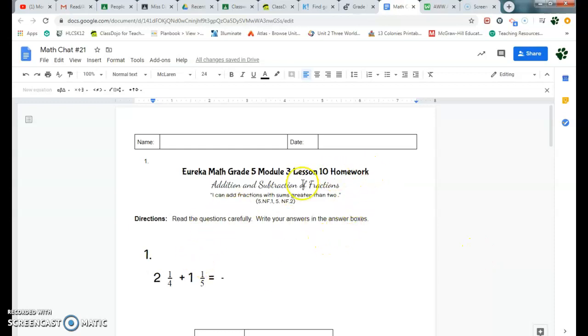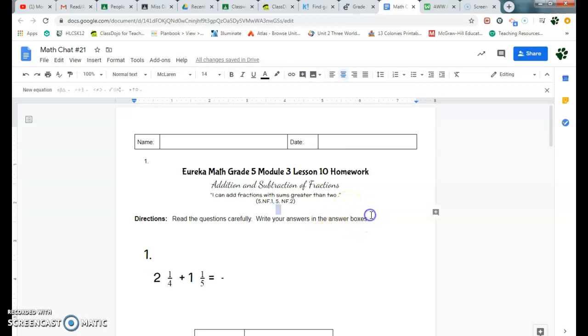I skipped lesson 9 in our module 3 review because I didn't feel it was necessary for us to go through and do that one. It was kind of a repeat, so I just skipped ahead to number 10, and we are going to be adding fractions with sums greater than 2. So we're going to be working on just adding mixed numbers today. That's basically what we're doing.